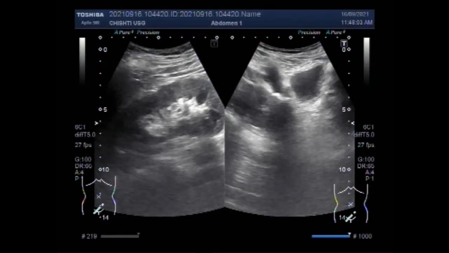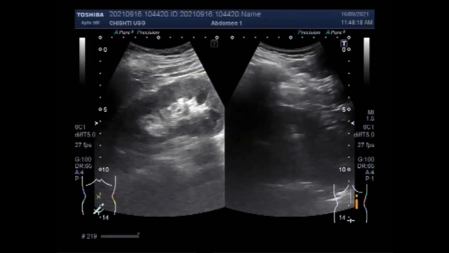This ultrasound video shows an ectopic kidney having two ureteral stones. You can see the kidney, ectopic kidney.